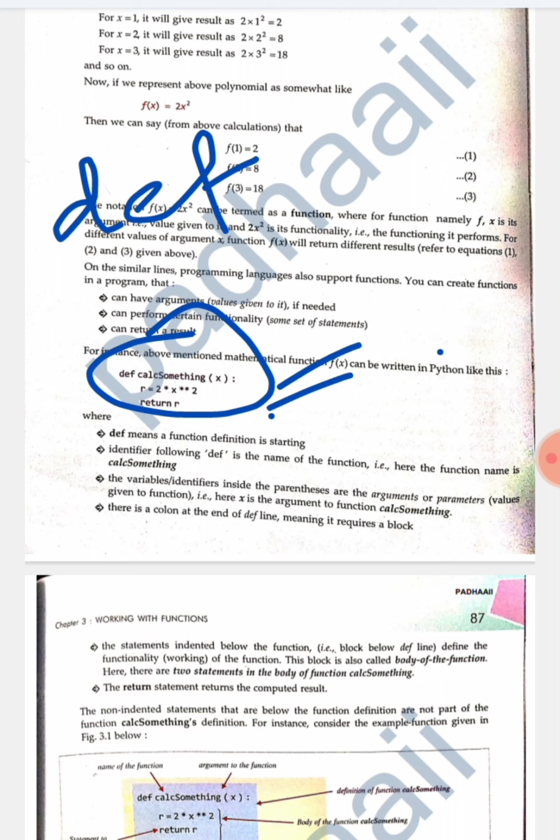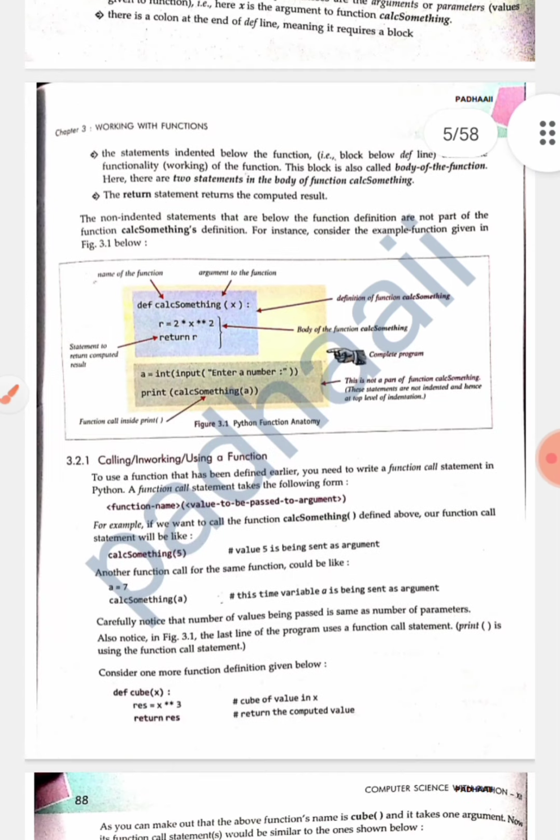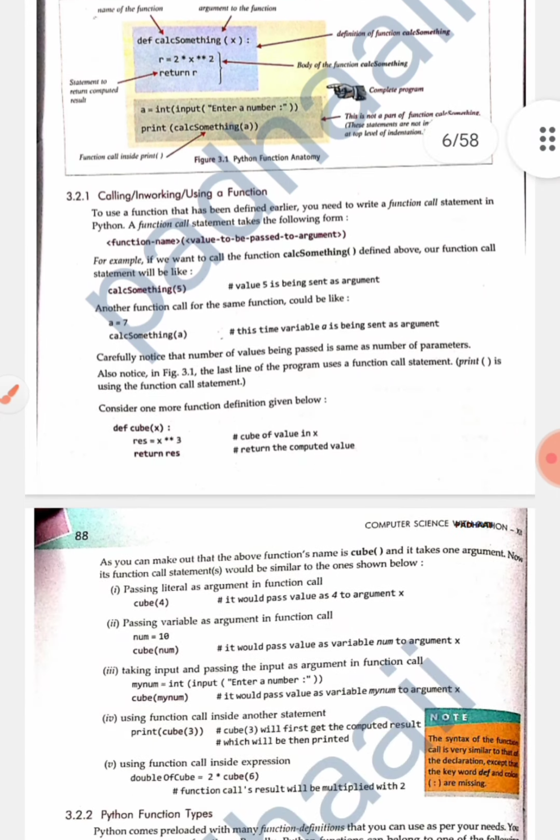The variables or identifiers inside the parentheses are arguments or parameters. Here x is the argument, or the parameter. There is a colon at the end of the def line, meaning it requires a block. Whenever there is a block, we use this kind of colon. The statements indented below the function define the functionality of the function. This block is also called the body of the function. Here the two statements in the body of the function do the work. The return statement returns the computed result. Now I can go ahead and print cal power. Now, how was I calling the function?